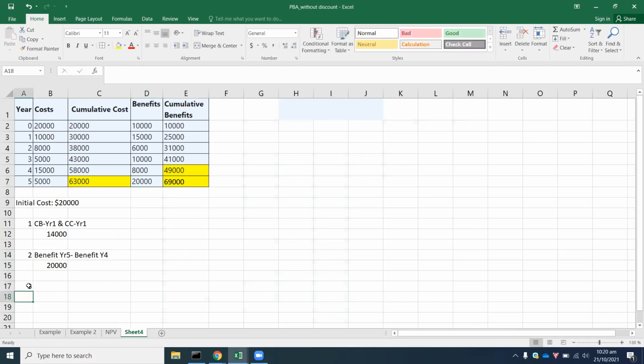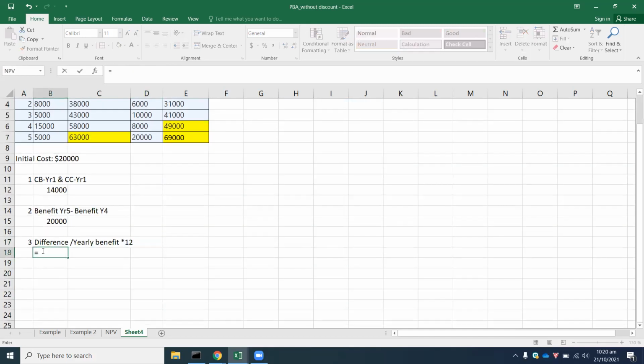Next up, you need to find out the monthly value. To do that, this is what you will do. You will find out something like this: difference over yearly benefit, multiplied by 12. Why 12? Because we have 12 months in a year. So you get 14,000 divided by 20,000 multiplied by 12. So you get your answer as 8.4. Now 8.4 here is months.